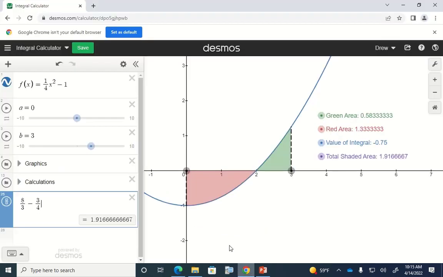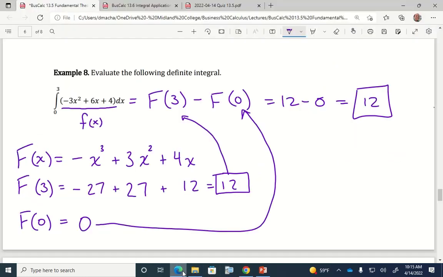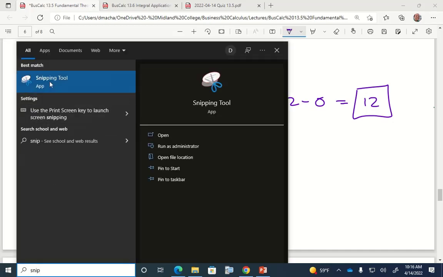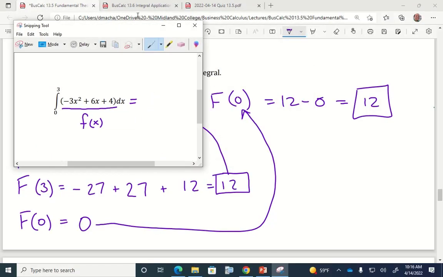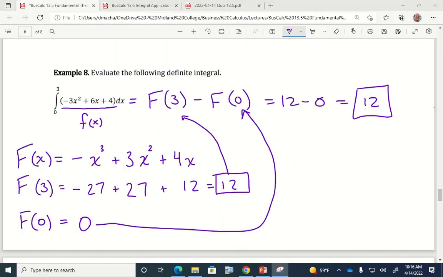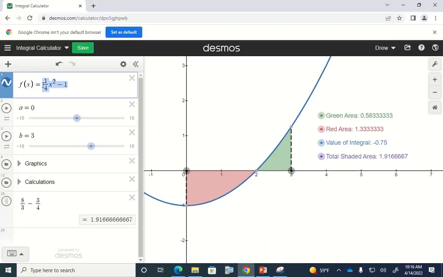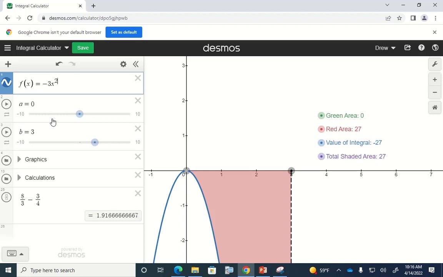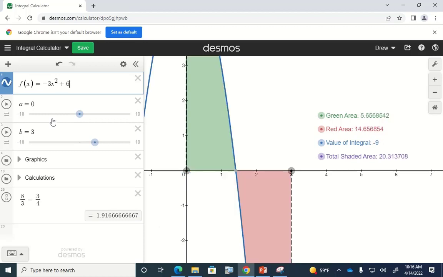And, you know, on your test, you're not going to be able to use Desmos, but it's nice to still have a really strong imagination and be able to carry these pictures in your head. I do this because otherwise I can't remember what to type into Desmos. Okay, so our function was negative 3x squared plus 6x plus 4.